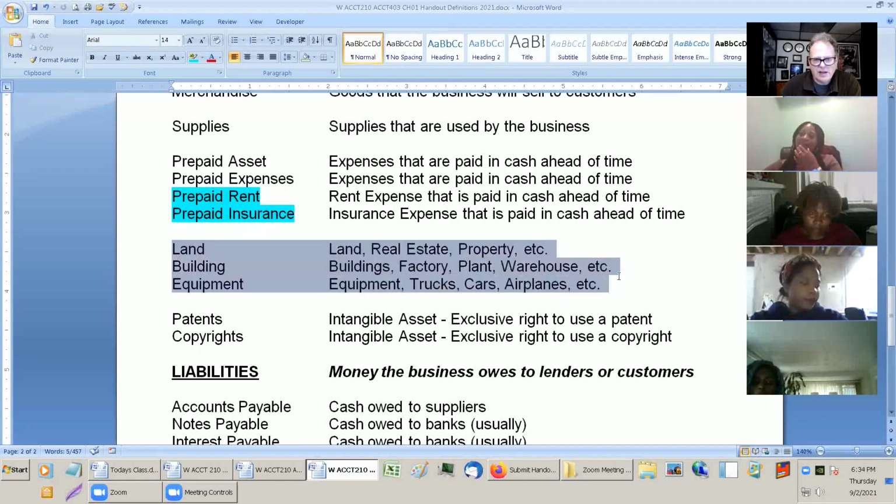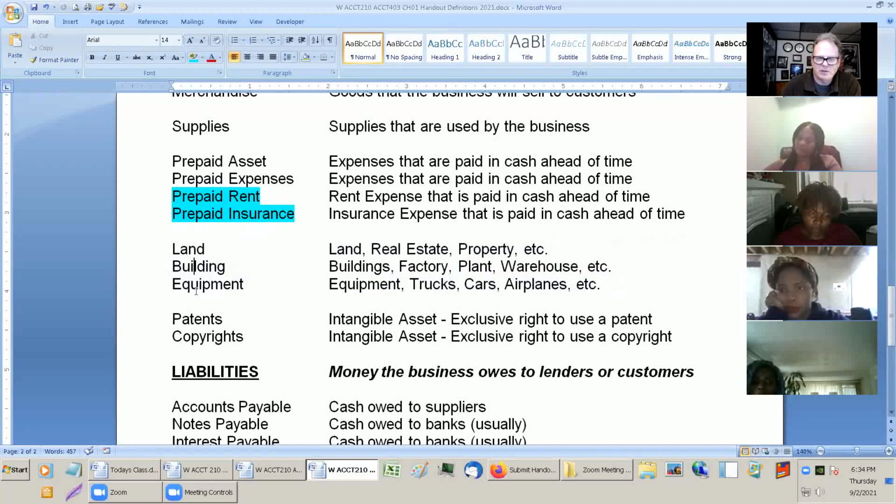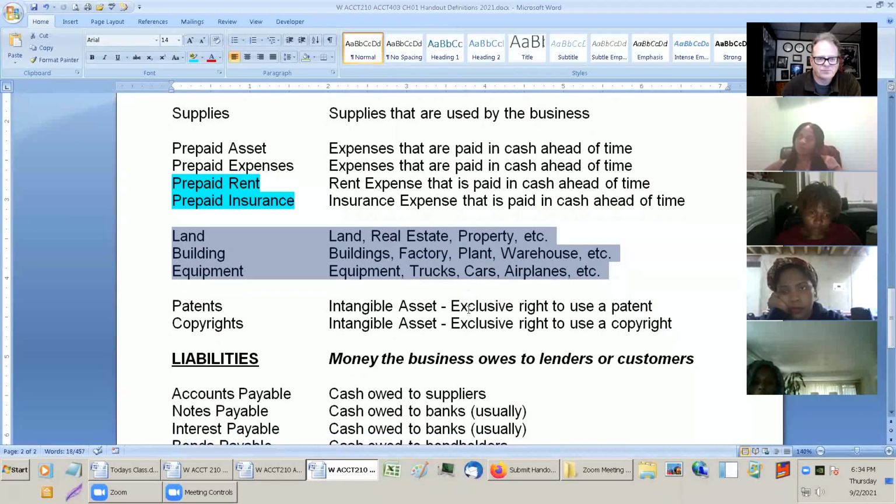Basically, when you look at a company, if you drive by a Walmart and you look there, this is what you're going to see. You're going to see their land, their building, and you go inside, you might see their shelving and all that kind of stuff. But this is basically what you see when you are looking at a place.